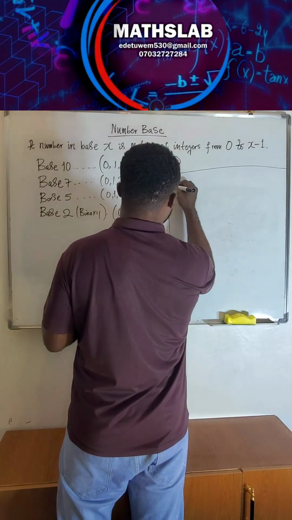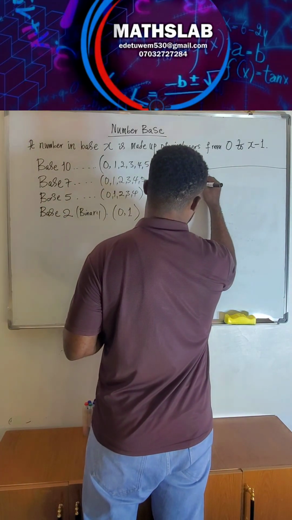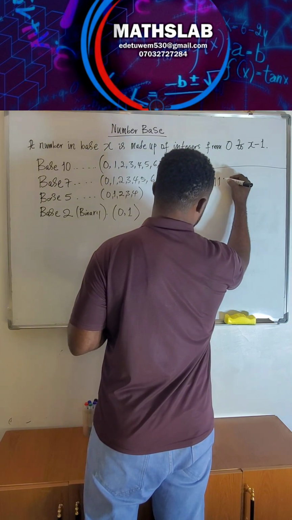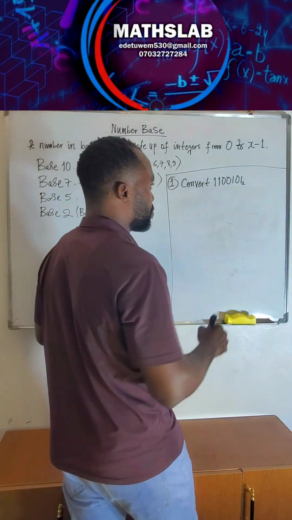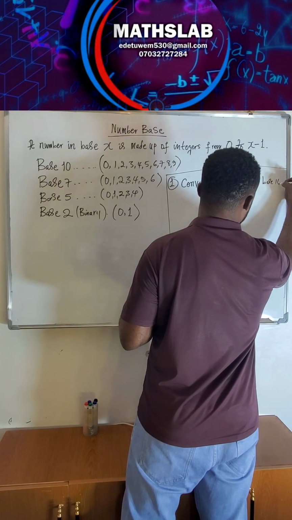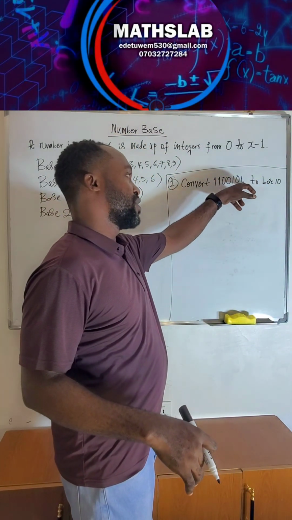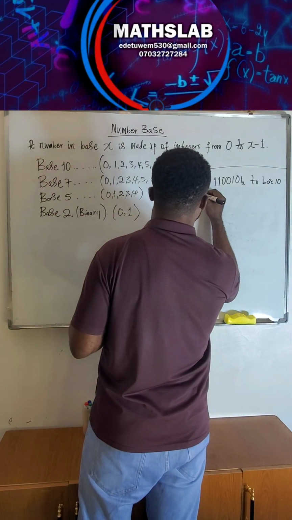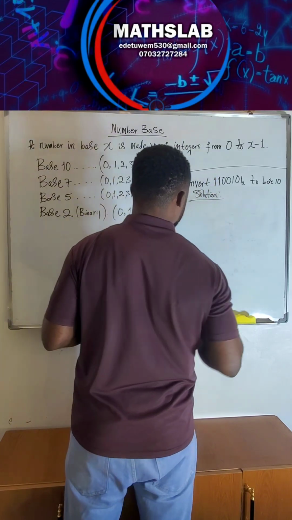Let's take this example. Example 1. We are going to convert 1100101 in base 2 to base 10. So let's solve that together. Our solution.